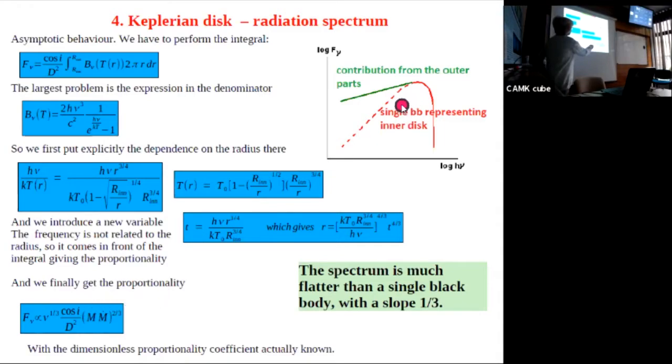So then this shape differs from a single black body. A single black body would be this part, right? And it describes more or less well the high frequency part of the spectrum.